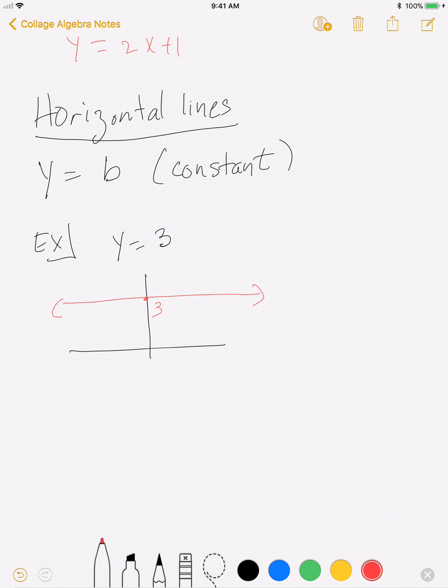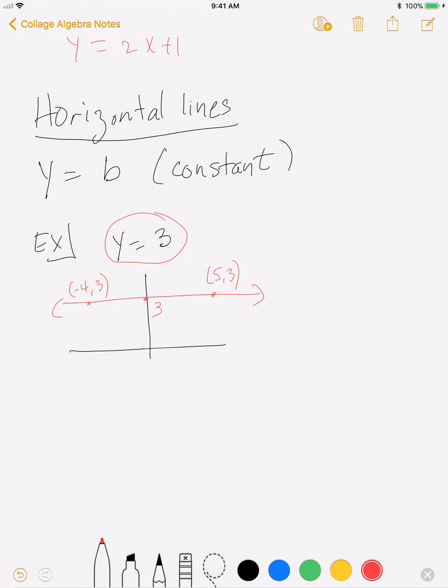Horizontal lines have one simple fact. Every single point on your horizontal line will have the same y coordinate, which is one of the reasons for the name. Y is 3. And so therefore y is always 3.